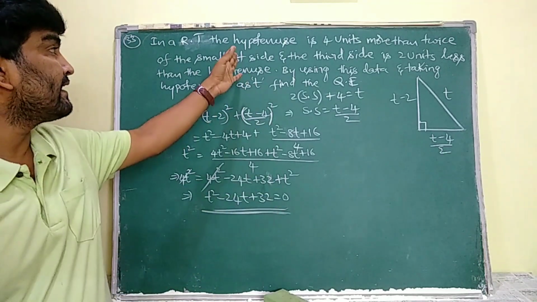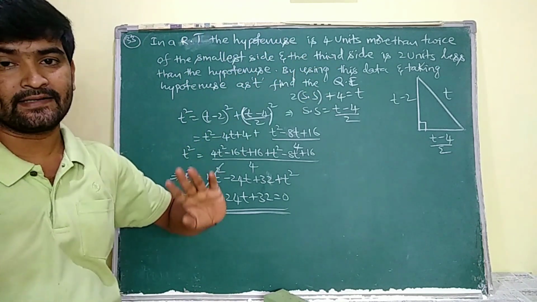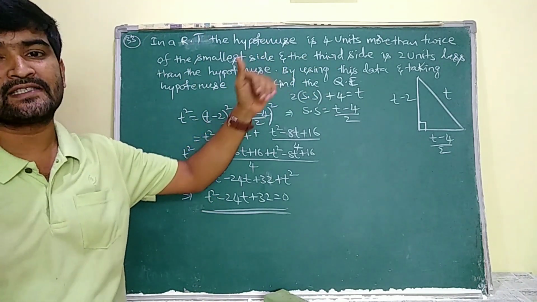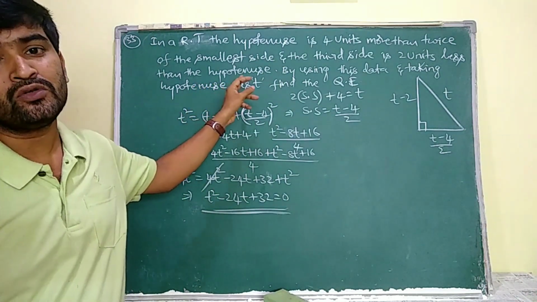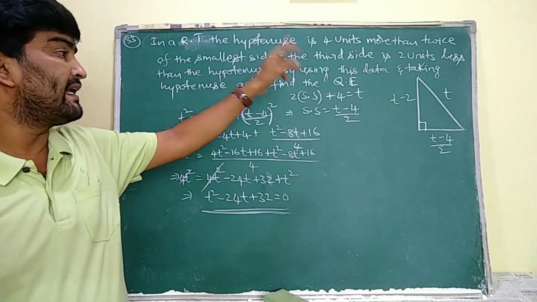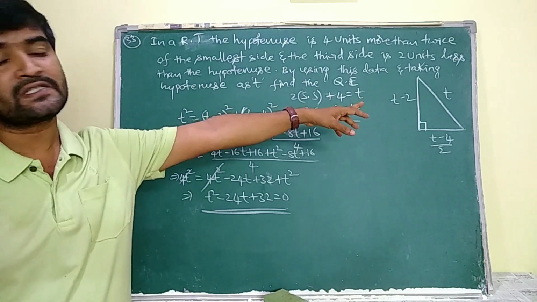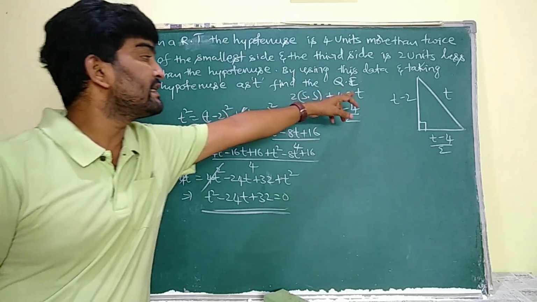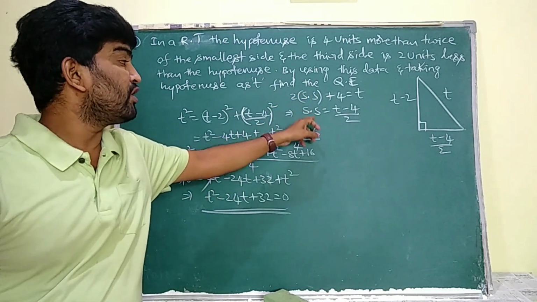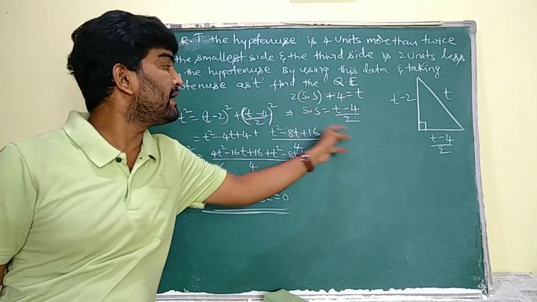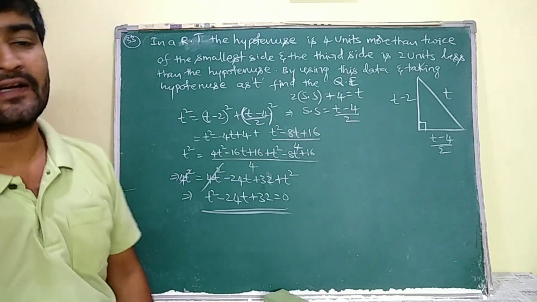See ma, in a right angle triangle, the hypotenuse is 4 more than twice the smallest side, and the third side is 2 units less than the hypotenuse. He has also restricted us to take the hypotenuse value as t. So let us suppose the hypotenuse is t. We know that the hypotenuse is 4 more than twice the smallest side. So the smallest side is equal to (t - 4)/2. And the third side is t - 2 according to the given data.